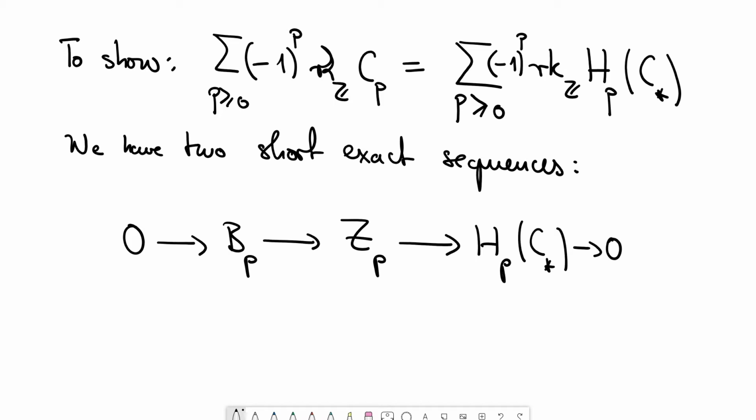Okay, so let me, as a remark here, these are the boundaries. So this is the image of the boundary. Now I'm always confused whether I have to write P or P plus 1. I think P plus 1 in our conventions. And these are the cycles, so the kernel of the differential.